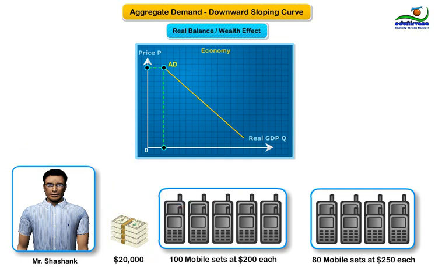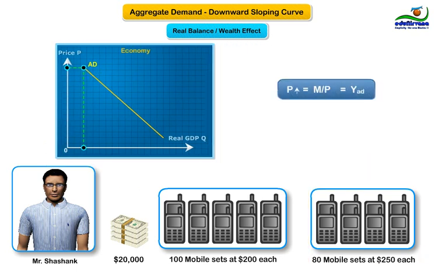And as he becomes less wealthy, he buys fewer goods. In summary, a rise in the price level causes purchasing power to fall, which decreases a person's monetary wealth. As people become less wealthy, the quantity demanded of real GDP falls.